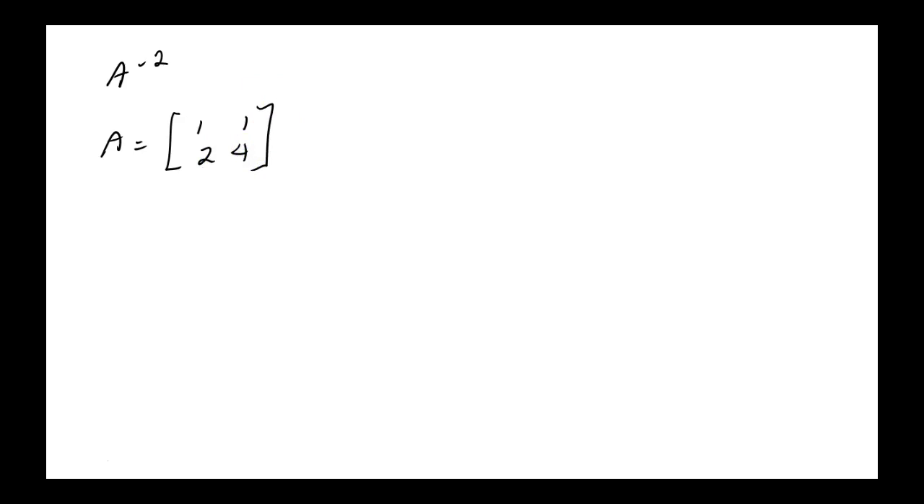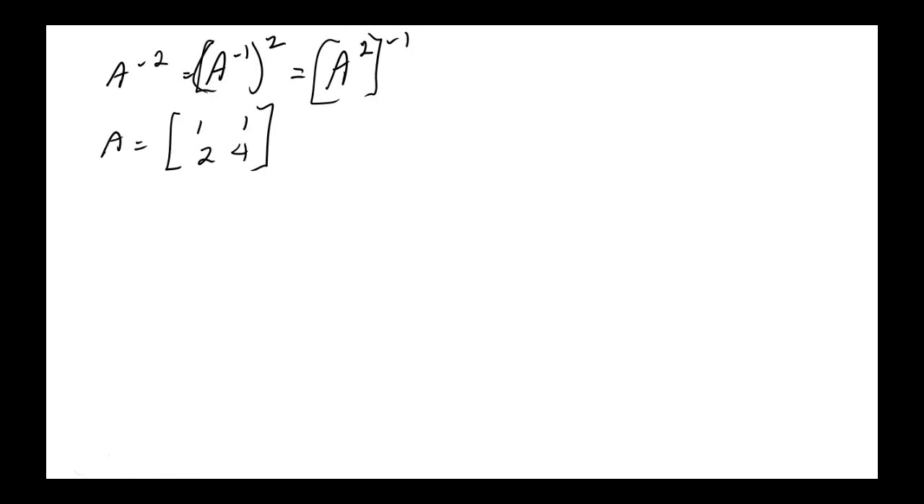Now, there's two ways to do A to the minus 2. One way is A to the minus 1 and then square it, or the other way is A squared and then do that to the minus 1. So those are the two ways. So let's do the first way. Not any preference on which way. Since I wrote it first, let's do A inverse. So what is A inverse?